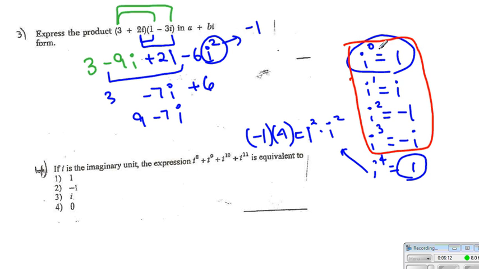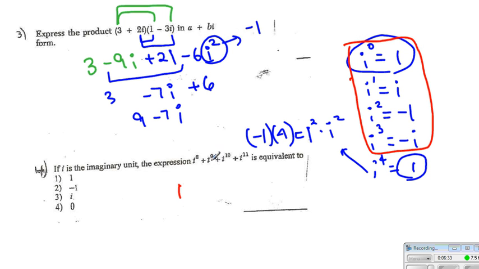If the exponent is 0 or a multiple of 4, it will always become 1. When the remainder is 1, i becomes i, when the remainder is 2, i squared becomes -1, and then i cubed becomes -i. So if you rewrite this one, i to the 8th power, since 8 is a multiple of 4, we will end up getting the same value, which is equal to 1.